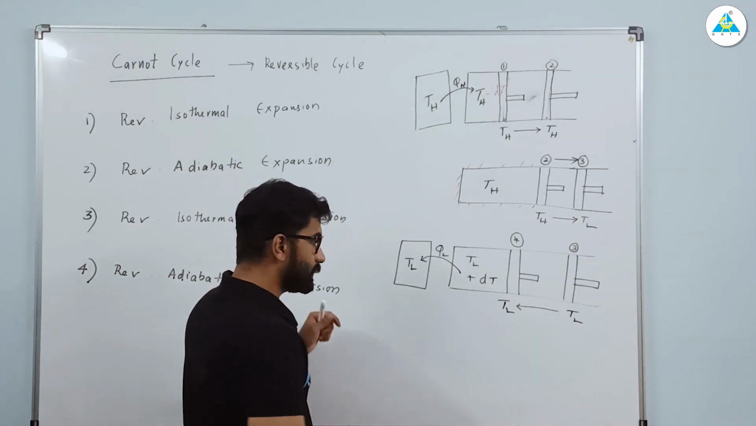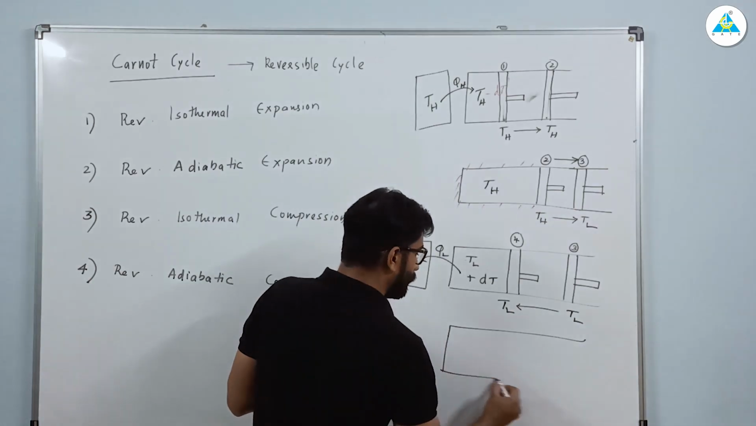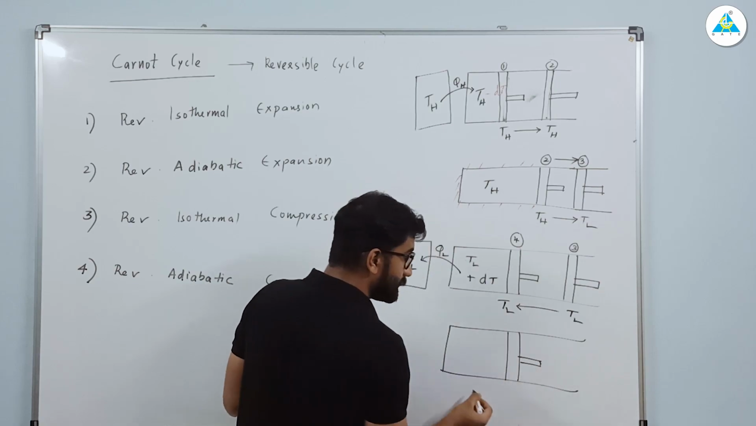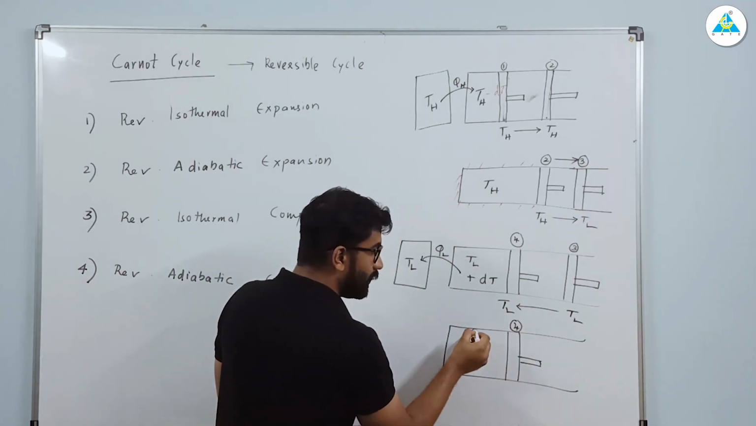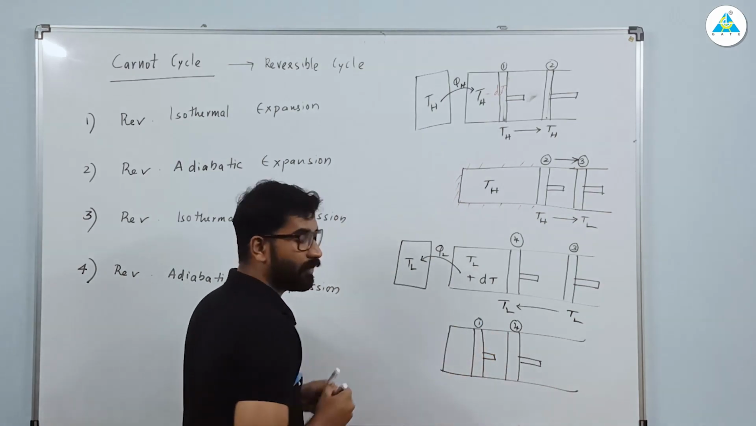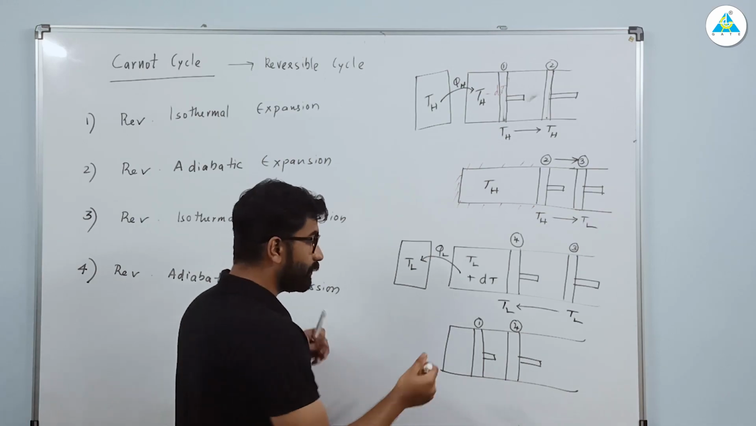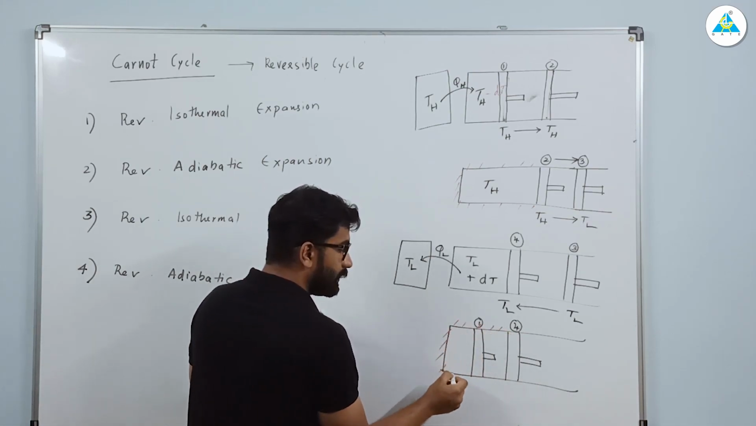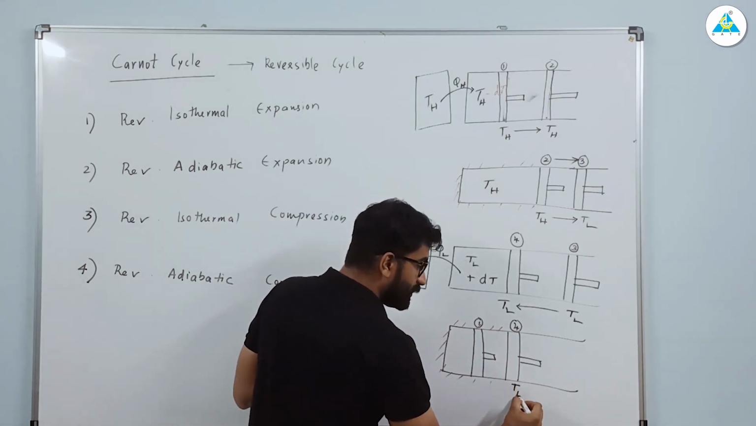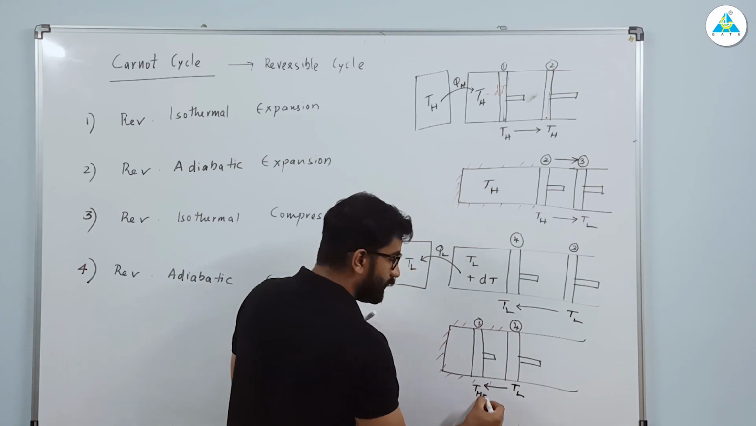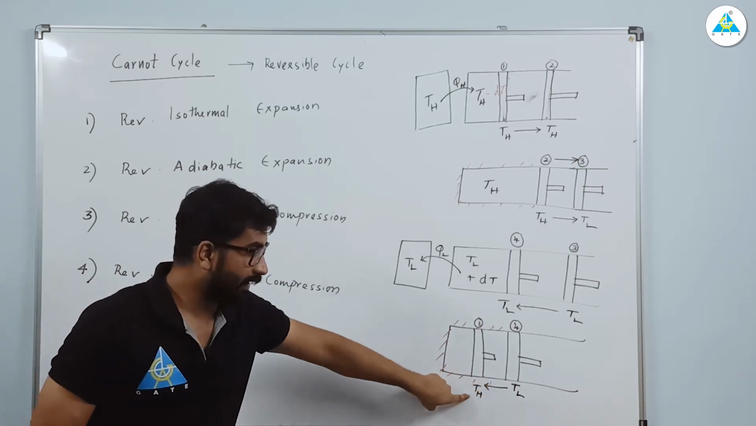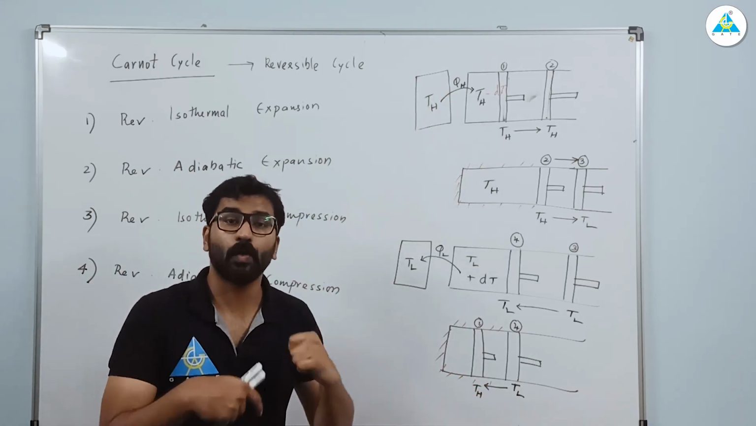Now what will be the last process? Last process will be from state 4. This was your state 4. Since it is a cycle, you have to bring it back to the initial state. What is the initial state? State 1. For that, you have an adiabatic compression. So the cylinder is again insulated. Now, when it is an adiabatic compression, your temperature TL will be increased to TH. Now, you can see initial state and final state are the same. TH, TH. Now it is a cycle.